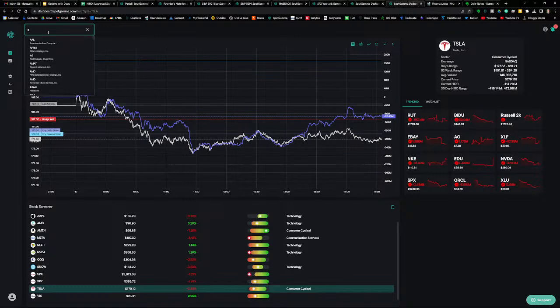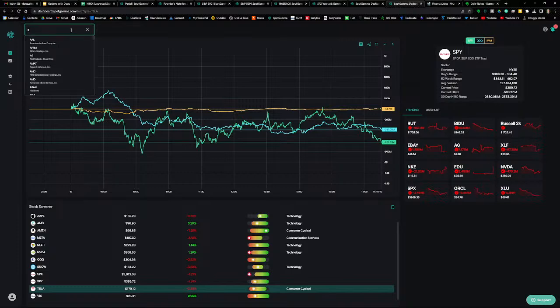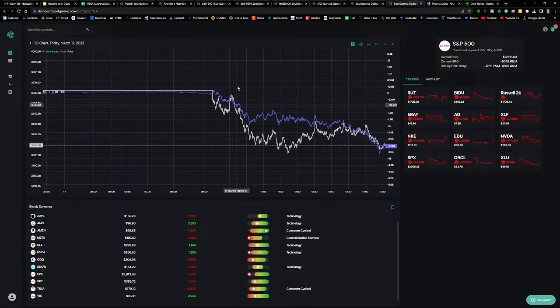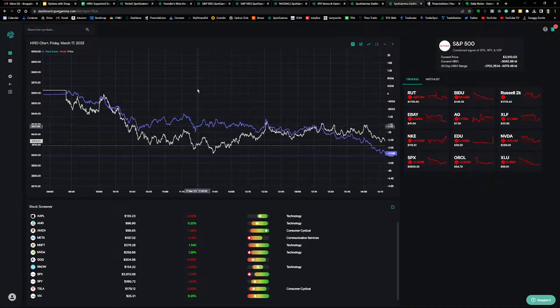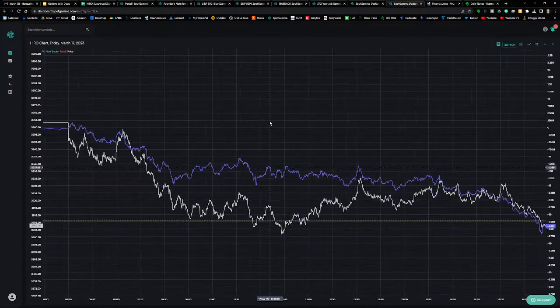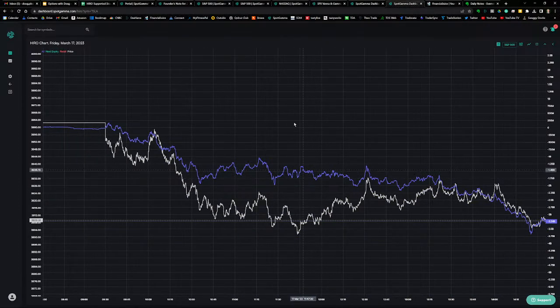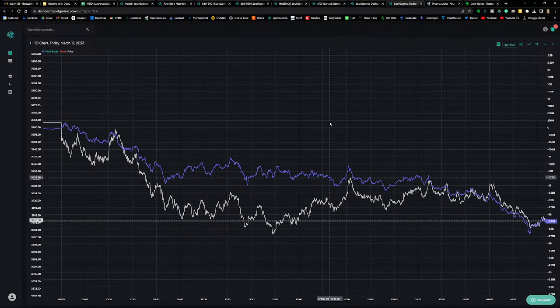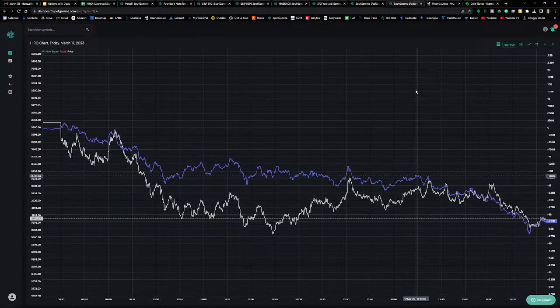So here is... I'm not sure why it's showing all this. There we go. S&P 500. This is showing a combined signal for SPX, SPY, and XSP, which is insignificant compared to SPX and SPY.